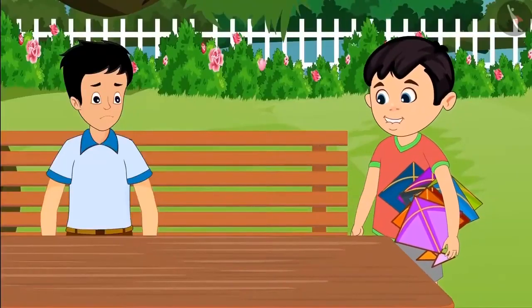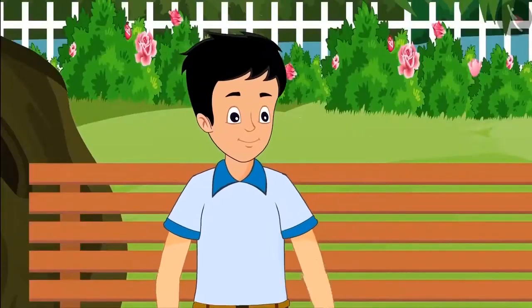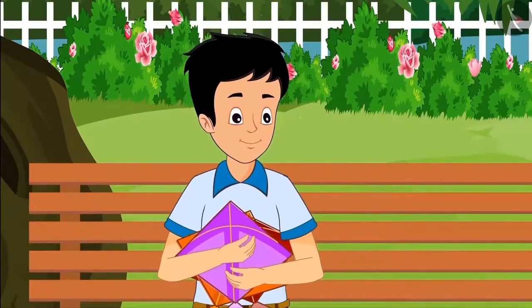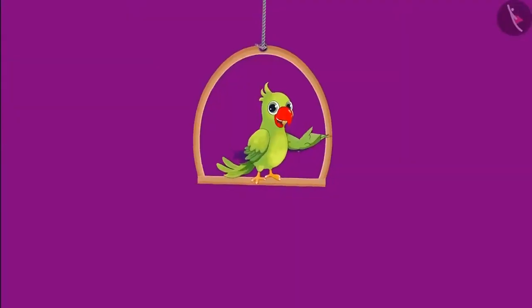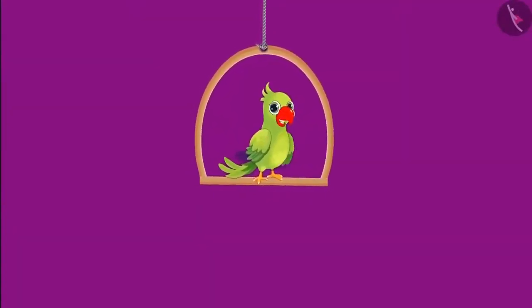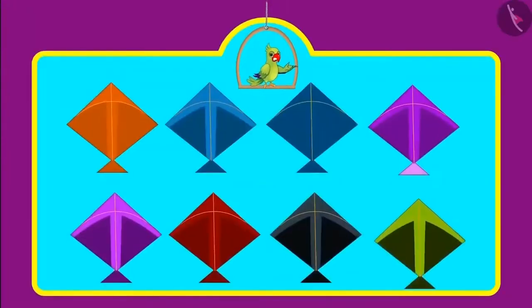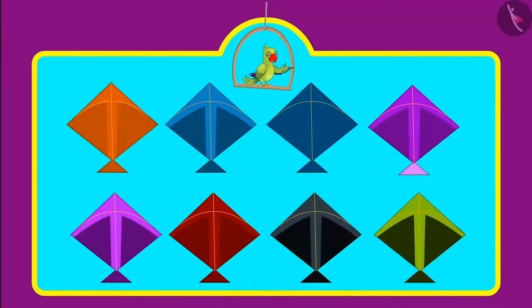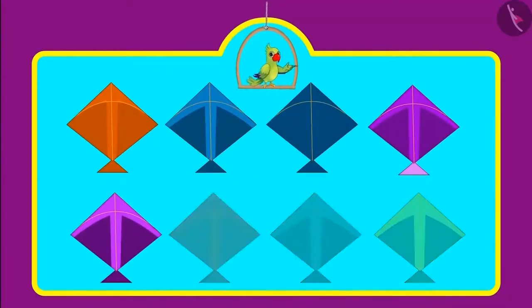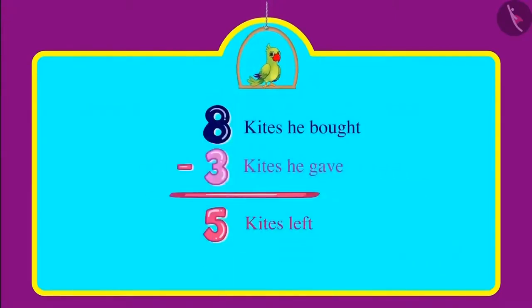Hey Sonu, why are you sad? Come on, you take 3 of my kites. Thank you Chotu. Come on, let's go home and fly kites. Yeah, come on. Chotu was going to fly kites on the terrace. When Chotu's mother called him and asked how many kites did he buy, Chotu said that he bought 8 kites, but gave 3 of them to Sonu. Can you tell me, children, how many kites are left with Chotu now? Yes, now Chotu has 5 kites.